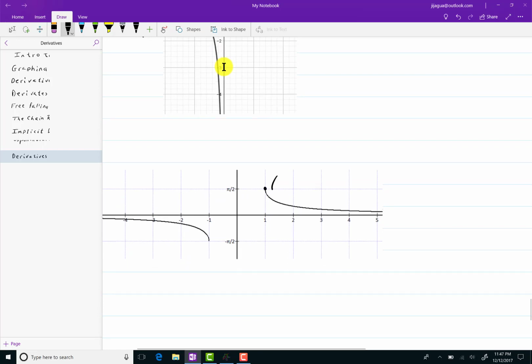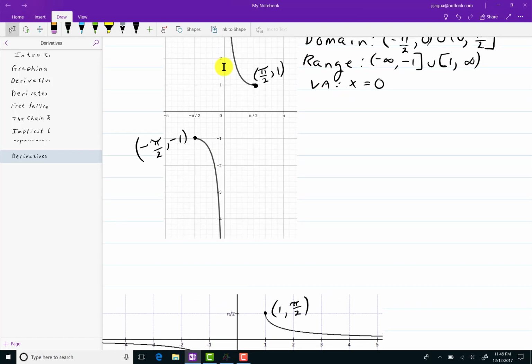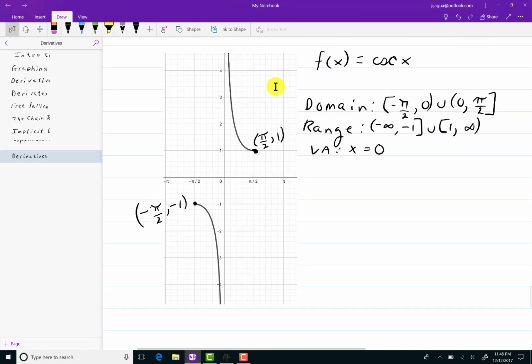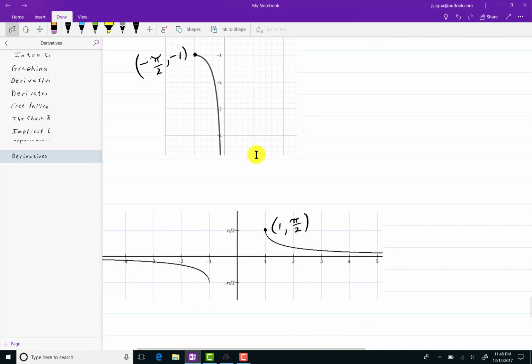Right here is 1 comma pi over 2. Remember, switch the x and y values. So you switch that one, becomes this, and this piece here corresponds to this piece over here. And then on this piece, the inverse of that piece is over here. So let me go ahead and make a dot, and then we have -1, comma, negative pi over 2. That -1 looks terrible, so I can take it out without erasing a bunch of other stuff.